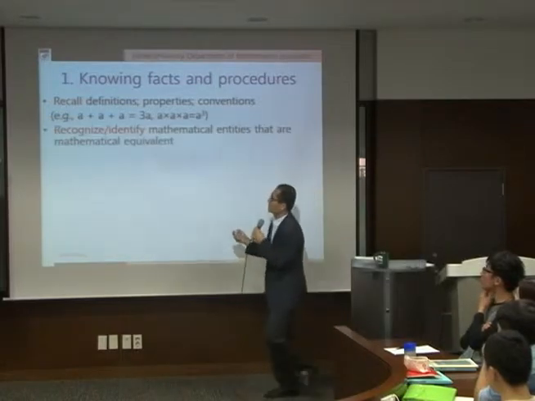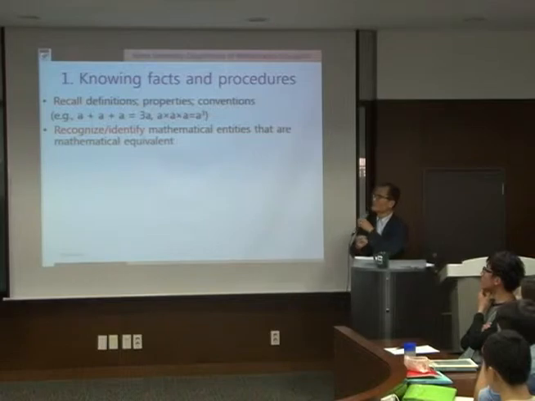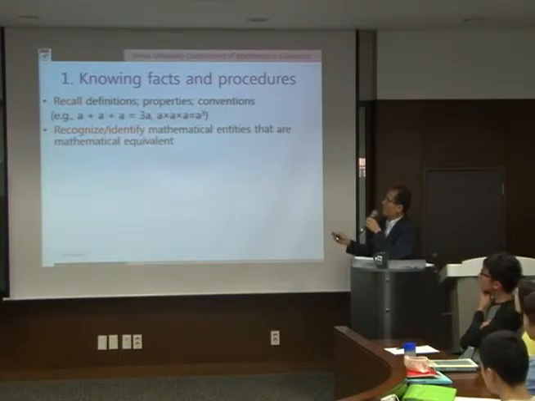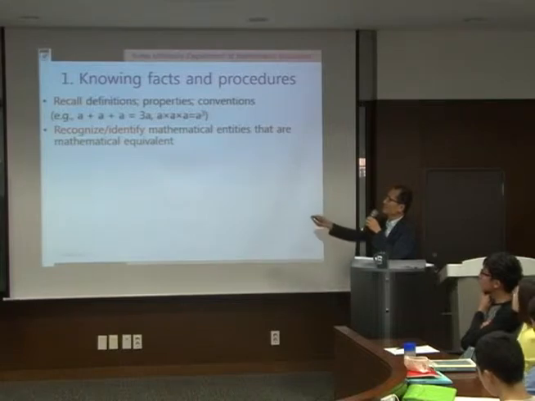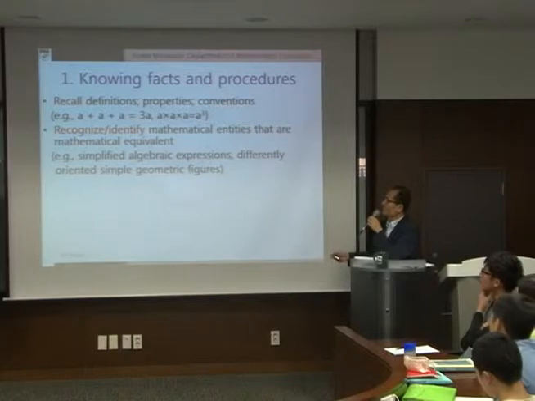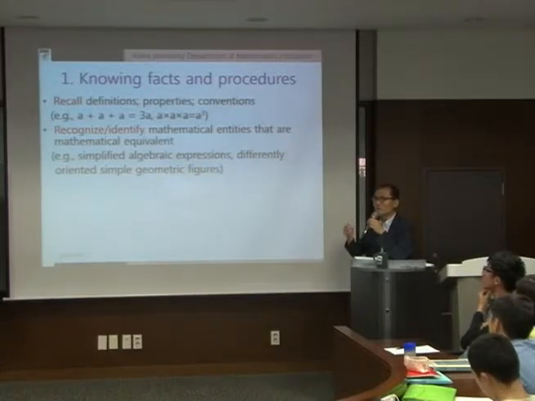Anyway, think about this one. Also, they included recognizing, identifying mathematical entities that are mathematically equivalent as another example of knowing fact and procedure. For instance, they provide simplified algebraic expressions, differently oriented symbols, geometric figures. You practice, right? In middle school, just the simplification, how to simplify algebraic expressions, right?